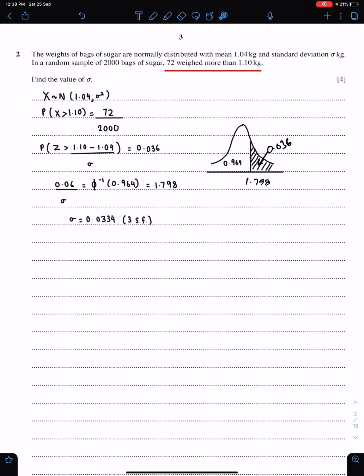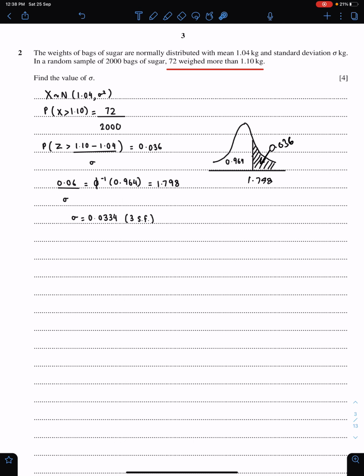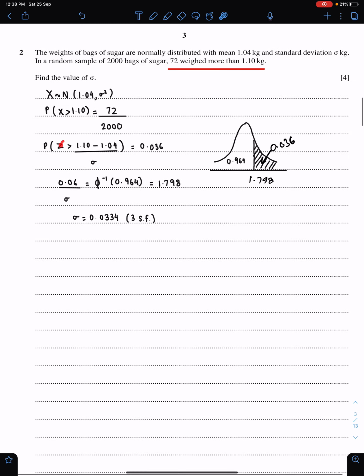So we need to convert this statement from x into z with the help of this formula, x minus mu over sigma. So after converting the statement from x into z, we have this thing, and this number is 0.036. Since we have greater sign, so we need to shade this area from right to left, this area. This question is of inverse normal, and this area is this. Since total area is 1, therefore this area is 0.964. So by taking phi inverse of this number, we have this value of z. So this is equal to 1.798.